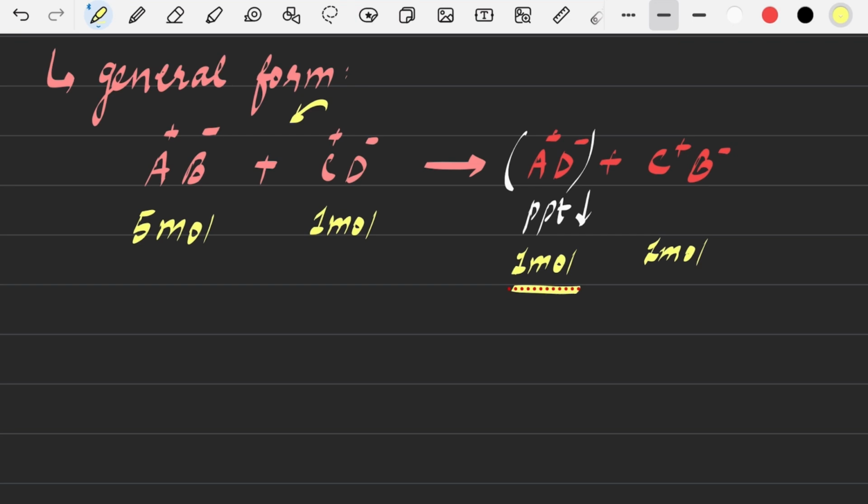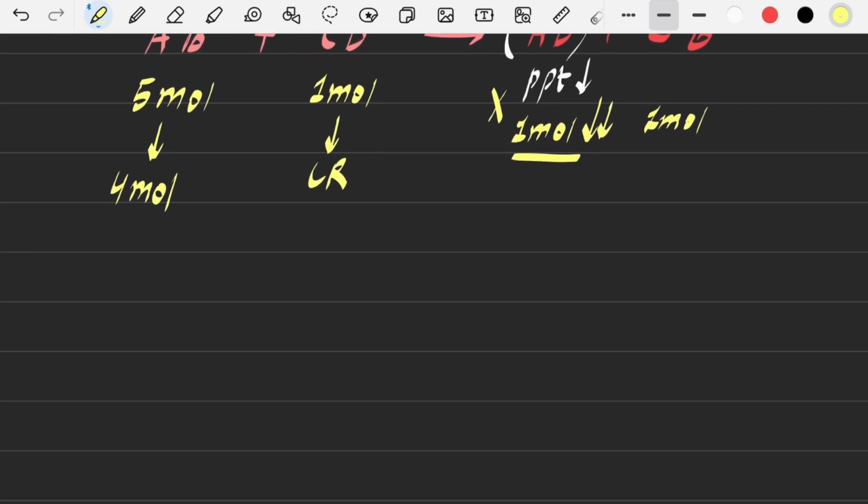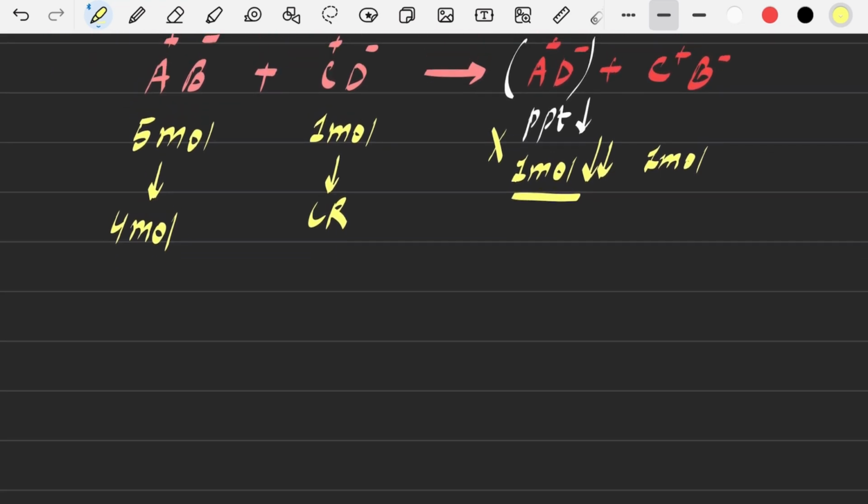Since it is a PPT, it will settle down, so we will not count it in the part of titration. Now since this is a part of CD, CD will be consumed in the first place. It will be our LR, limiting reagent, and the remaining AB will become our 4 mole. Clear? Very good.